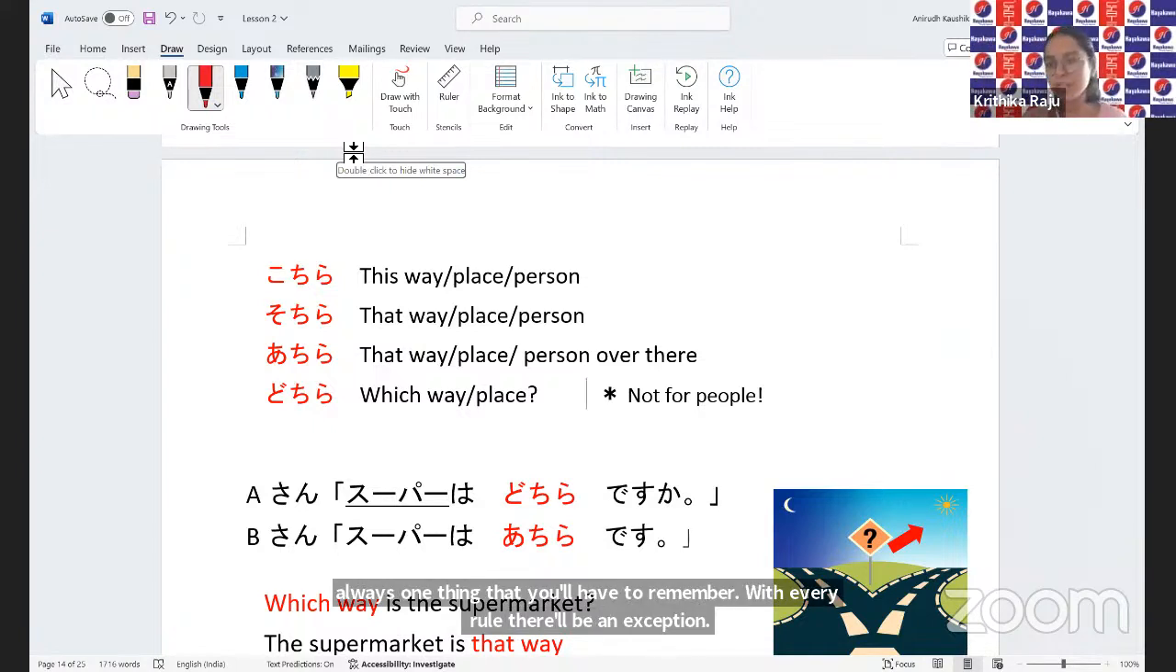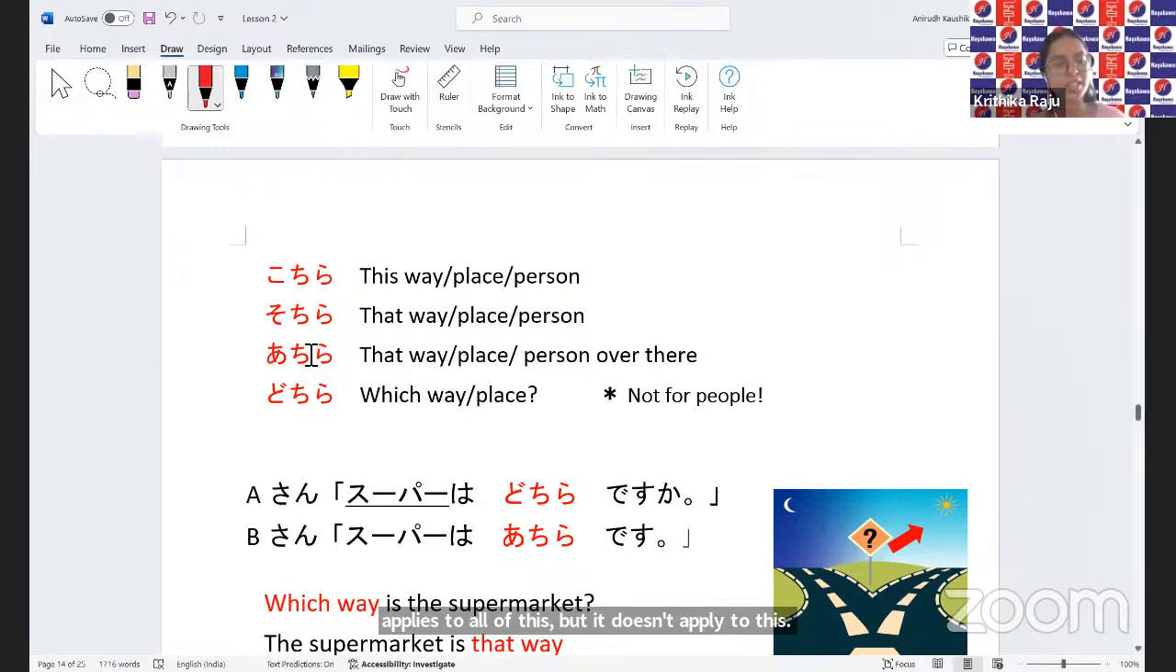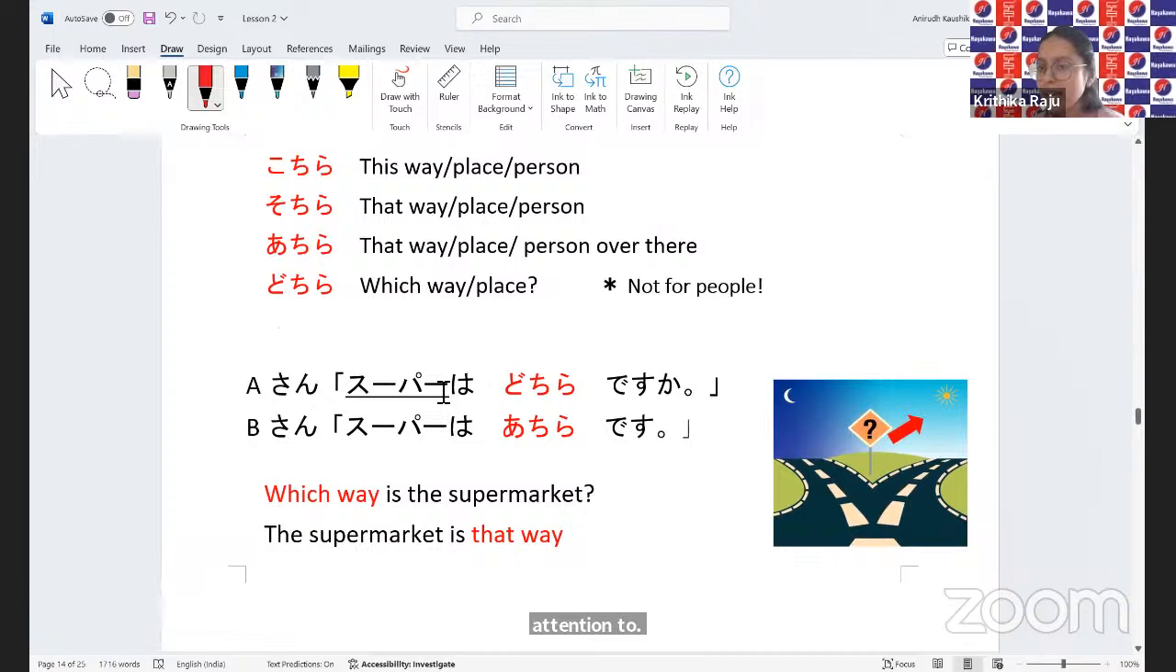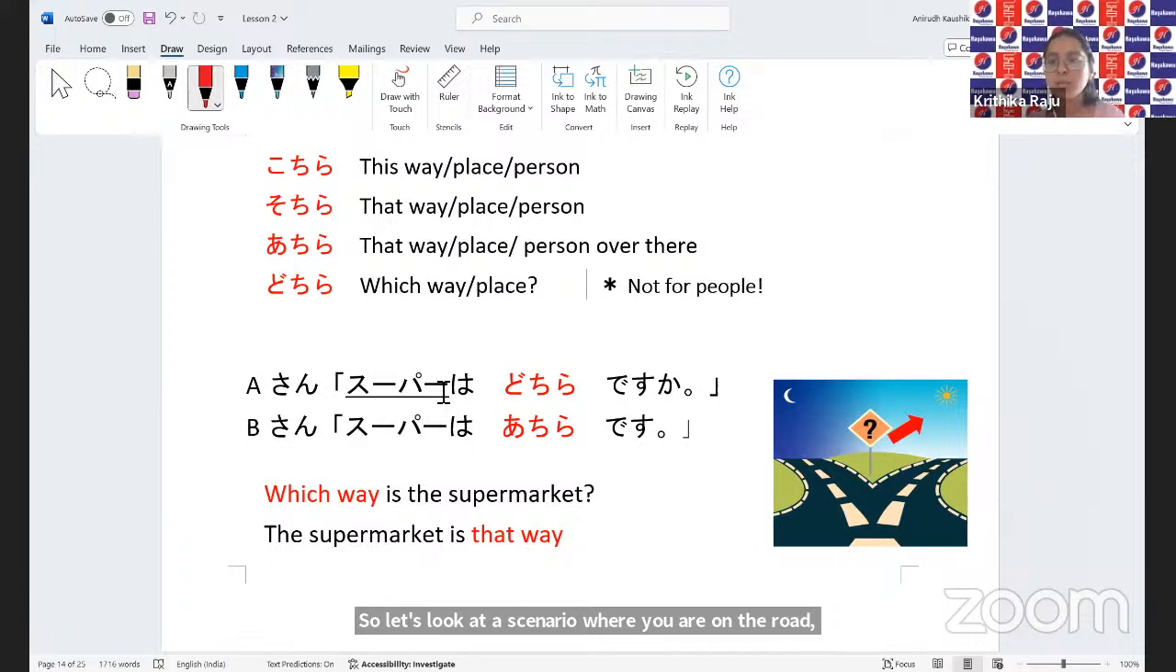Right? So that is something that you'll have to pay extra attention to. So let's look at a scenario where you're on the road and you're asking somebody, which way is the supermarket? It's a normal question. If you are in a new place, you'll have a lot of questions about directions.